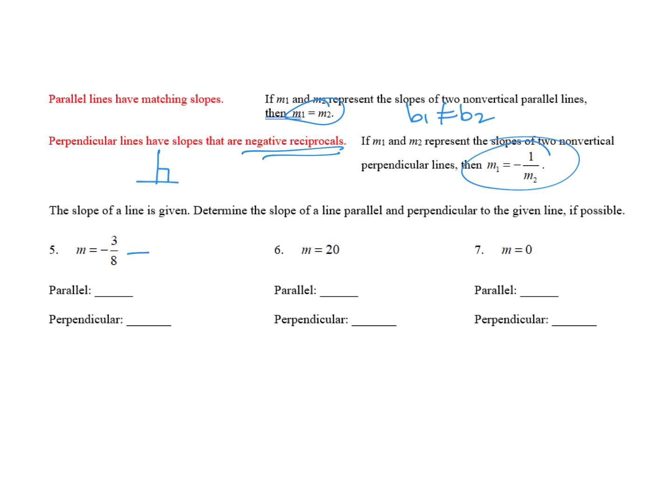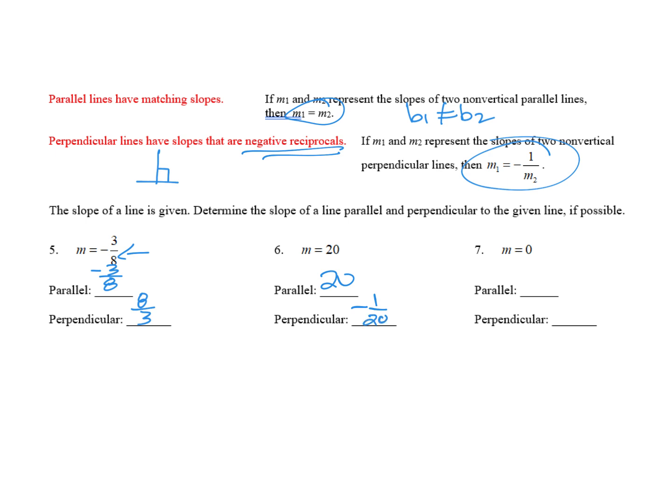If my slope is negative 3/8, the slope that is parallel is negative 3/8 because they are the same. The slope that is perpendicular is the negative, in other words, opposite sign. So since my slope is negative, my perpendicular slope will be positive. And then the reciprocal, the fraction flipped over. So this would be positive 8/3. Okay, number 6, a parallel slope is going to be the same. Perpendicular slope is going to be the negative reciprocal. So negative 1/20.